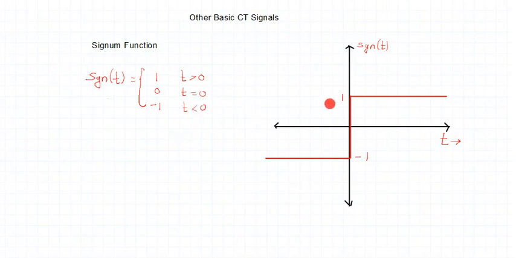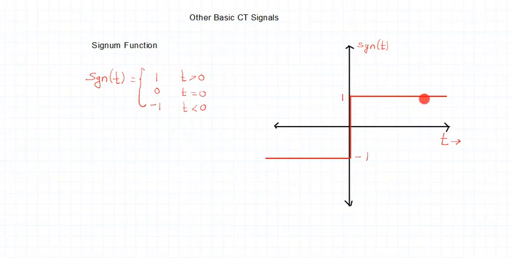Right, let me look at the first equation. Signum function is 1 for t greater than 0. Right, you could see here, for all the values of t greater than 0, meaning positive values of t. I am talking about the positive side of t. All the values of t greater than 0, the signum takes a value 1.